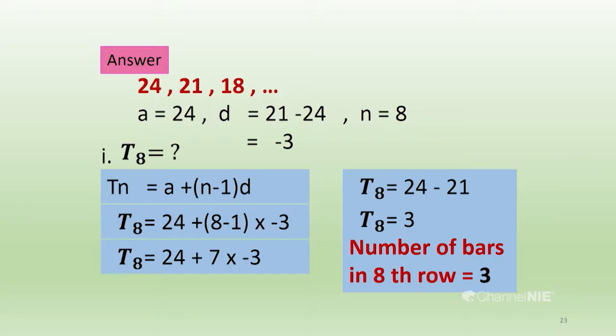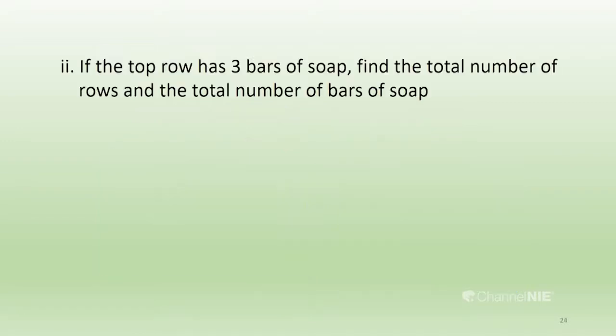What's that? Number of bars in the top row, I mean 8th row. We don't know whether it is the top row or not. Number of bars in the 8th row. There are 3 bars in the 8th row. Okay. Let's move to Roman number 2 of that question.